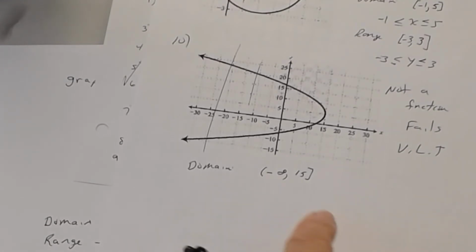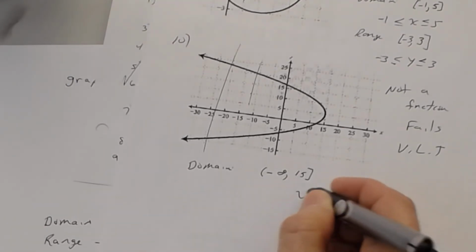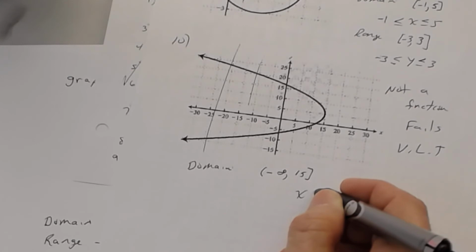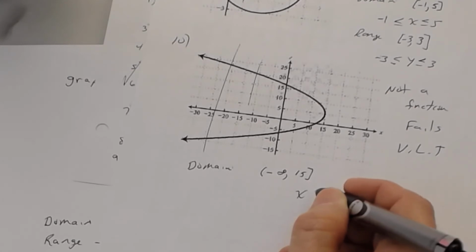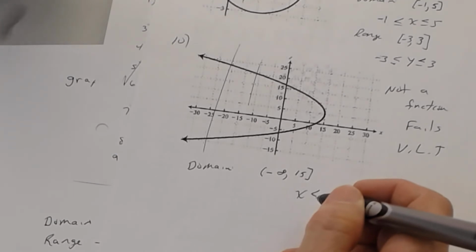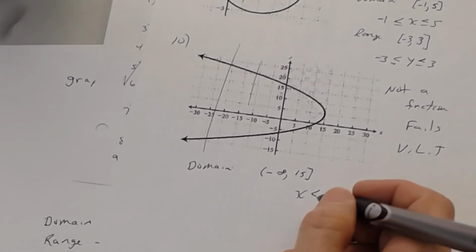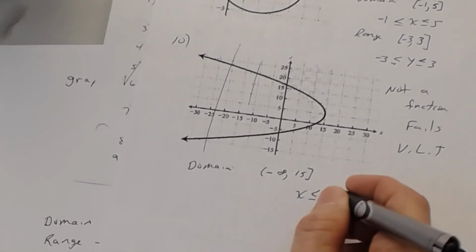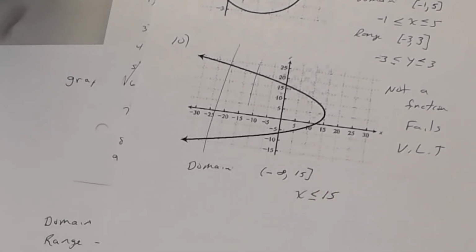Okay. Now, based on our discussions from previous problems, how do you write this as an inequality? x, good. Less than or equal to. That's how you do it. You don't say equal to less than. You say what? Less than or equal to. And then what do I put? 15. That's the only way to write it.